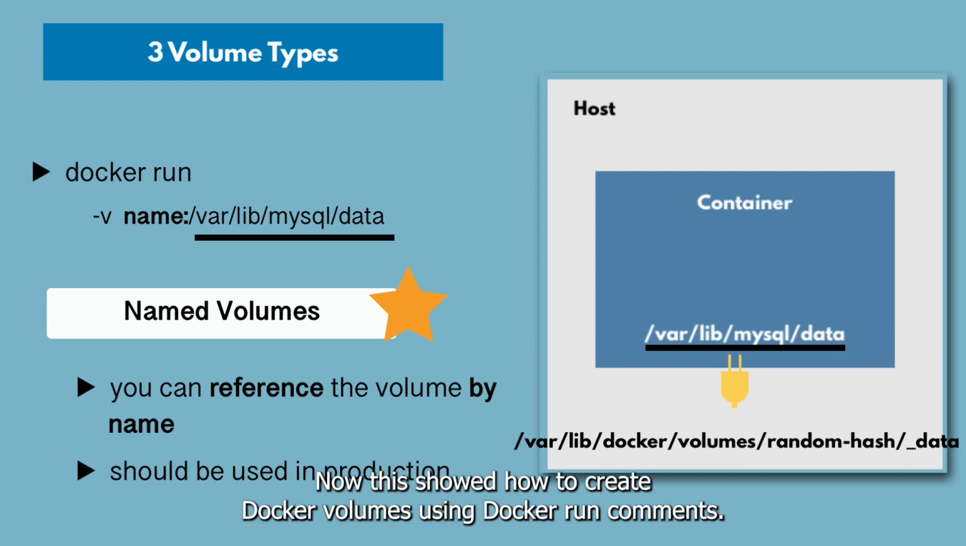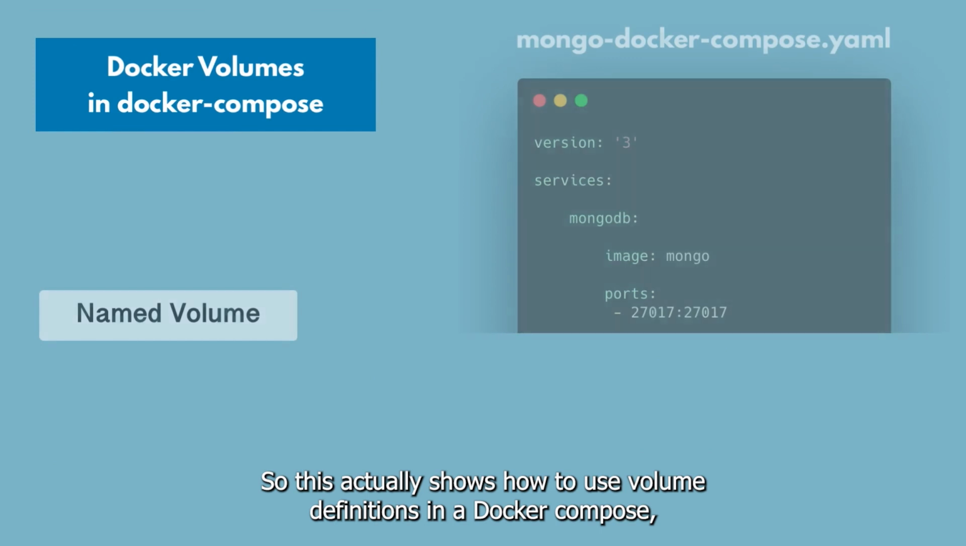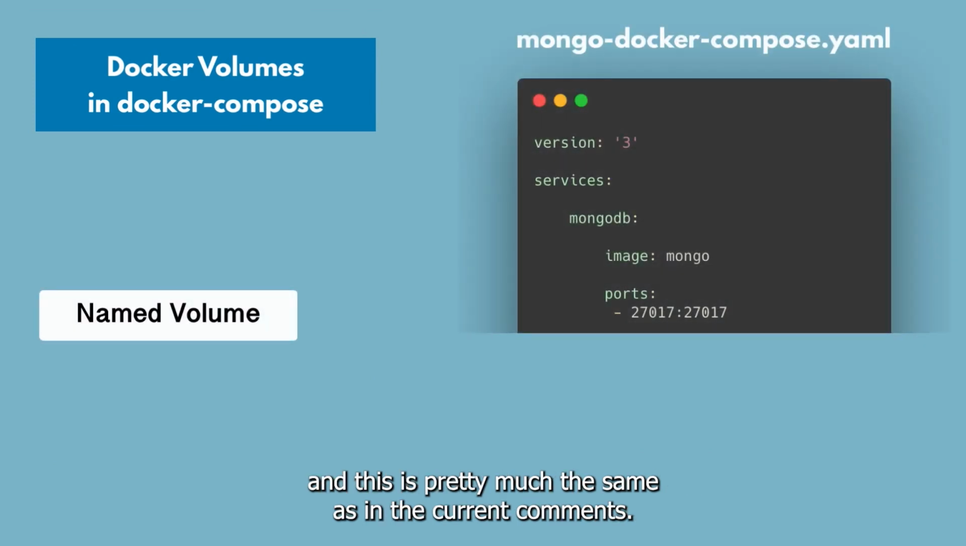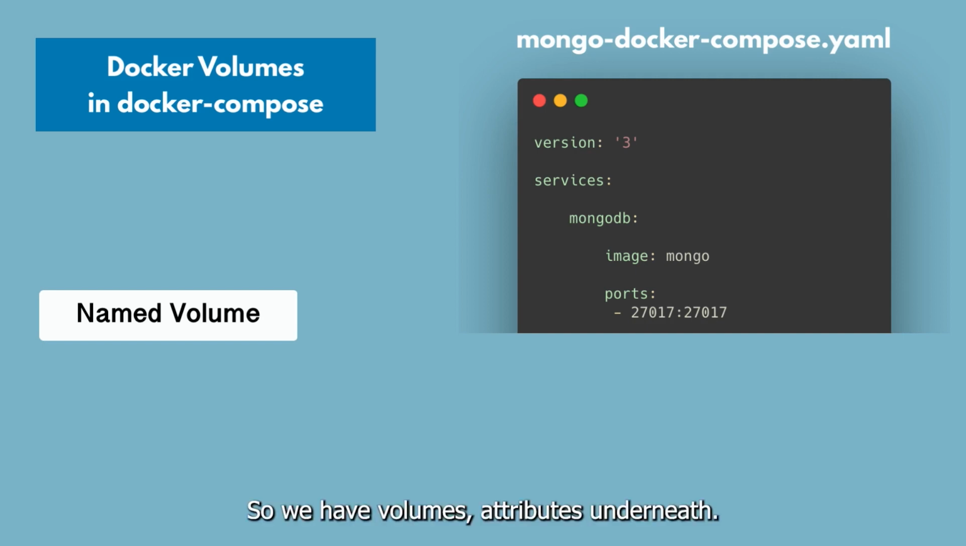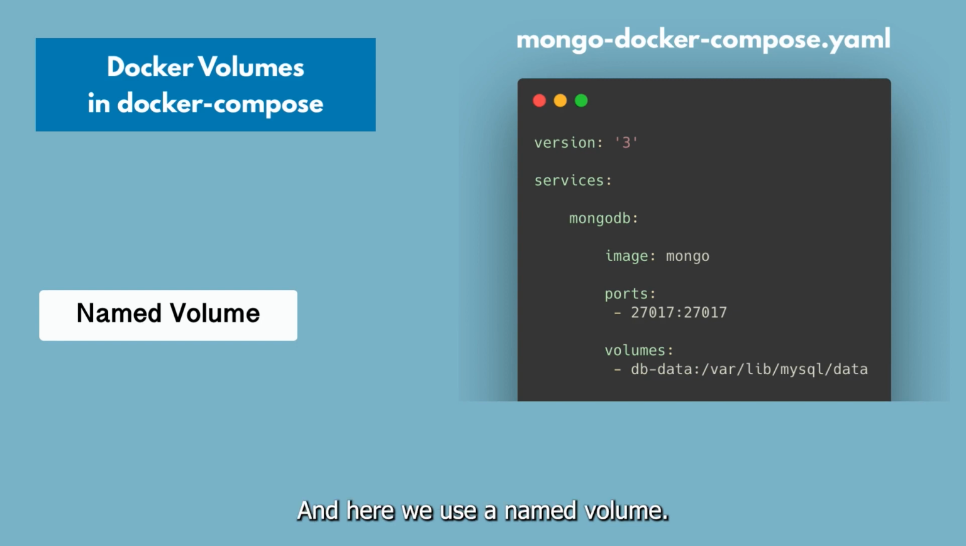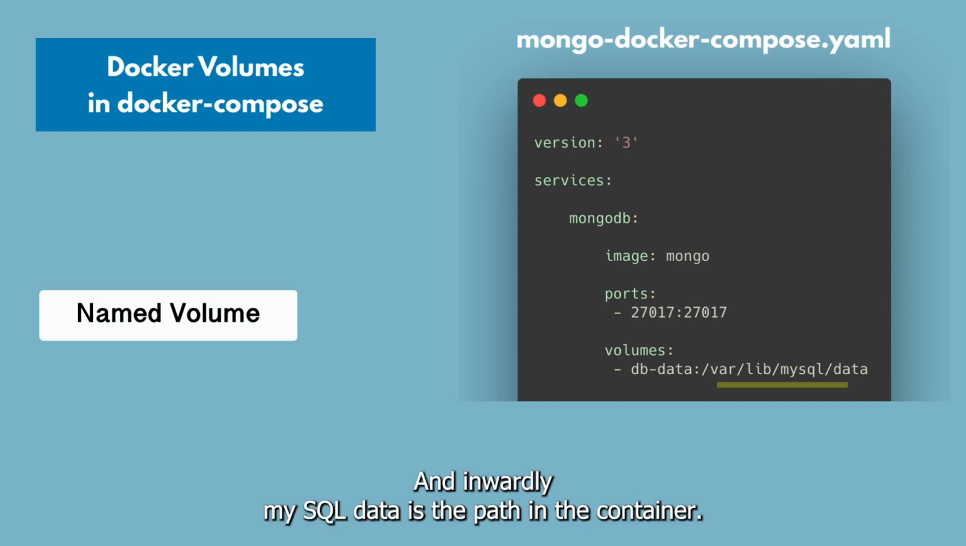Now, this showed how to create Docker volumes using docker run commands. But if you're using Docker Compose, it's actually the same. This shows how to use volume definitions in a Docker Compose file, and this is pretty much the same as in docker run commands. So we have the volumes attribute, and underneath you define your volume definition, just like you would in the -v option. And here we use a named volume. So db-data will be the reference name, it could be anything, and /var/lib/mysql/data is the path in the container.